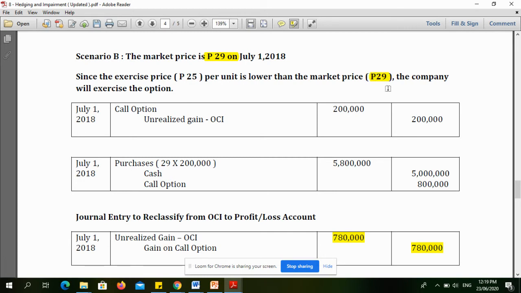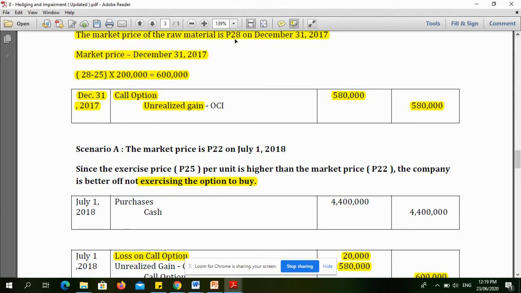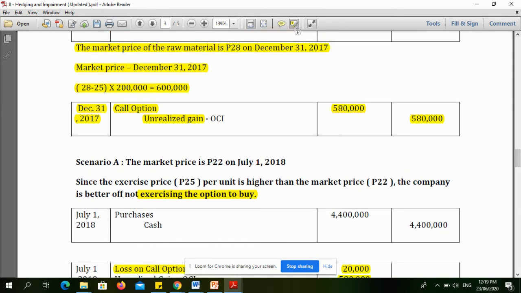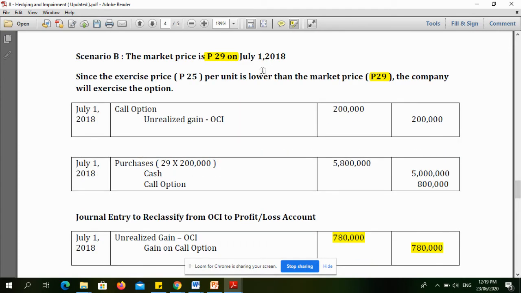So okay, we debit call option, we credit unrealized gain, OCI. Ang tanong, saan nanggaling yung 200,000 pesos dito? The answer is, remember, during December 31, 2017, ang market value niya, 28 pesos. Pero ngayon, ang market price niya, naging 29 pesos. So, di ba, merong gain, unrealized gain. So, 29 minus 28 pesos is equals to 1 peso times 200,000.